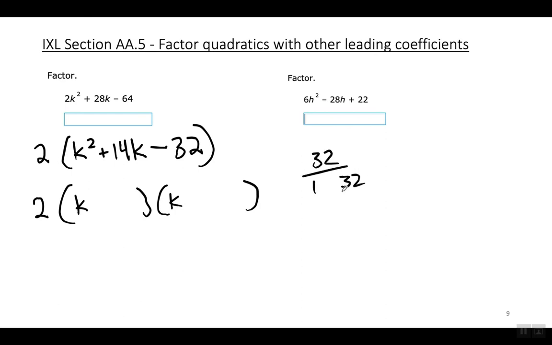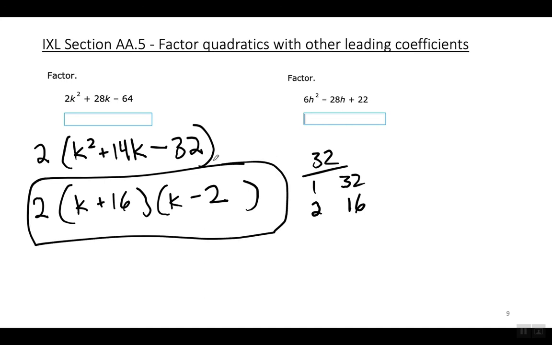The factors of 32 are, oh, here we go. 2 and 16. I always forget that one. All right, so positive 16 and negative 2 will work. Positive 16 and negative 2. And that would be your final answer.